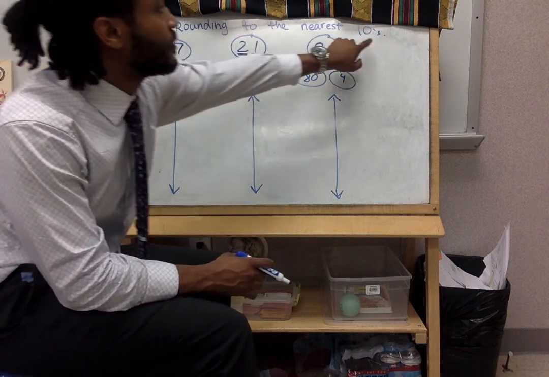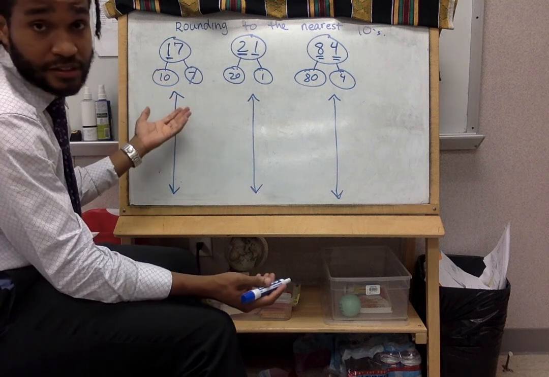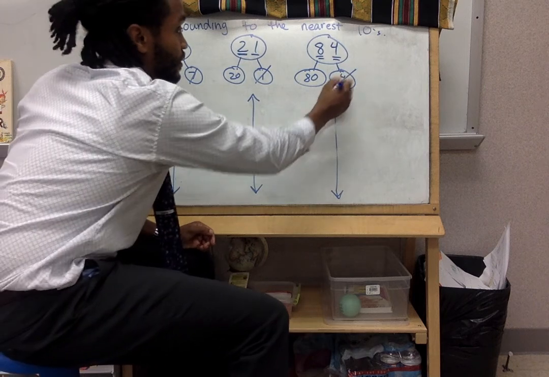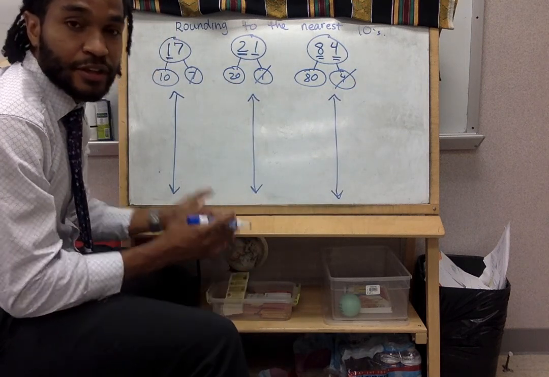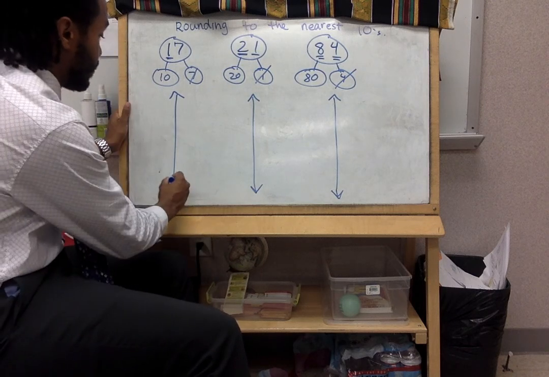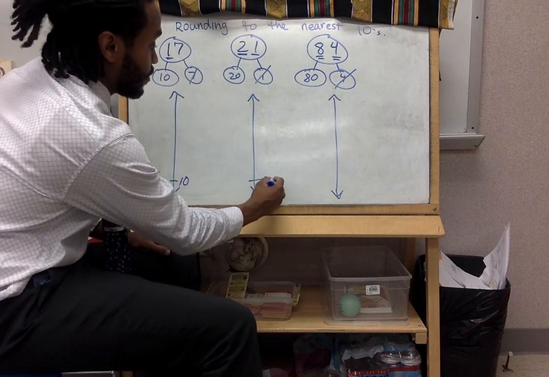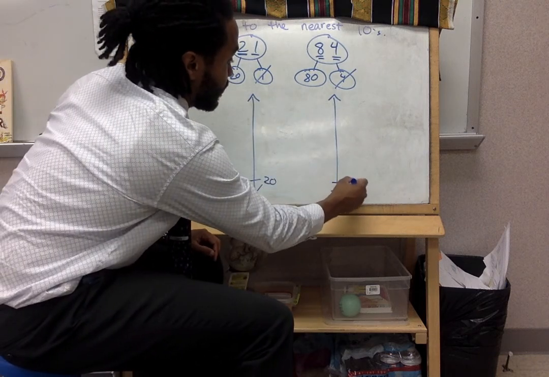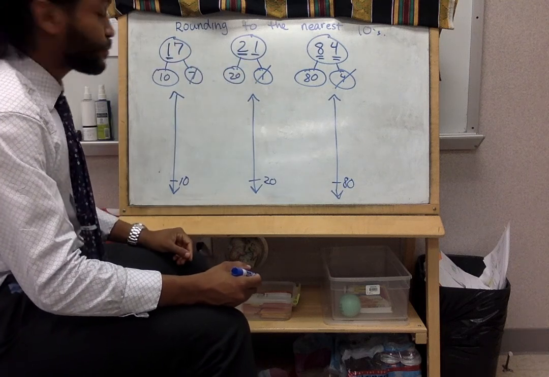So since we're rounding to the nearest tens, I'm going to cross out everything that isn't a tens. So I cross out the ones place, the ones place, the ones place. And these numbers that are left are just the tens. They'll let me know what the bottom benchmark is going to be. So 10 will go here, 20 will go here, 80 will go here, because that's the tens that came right before each of these numbers.